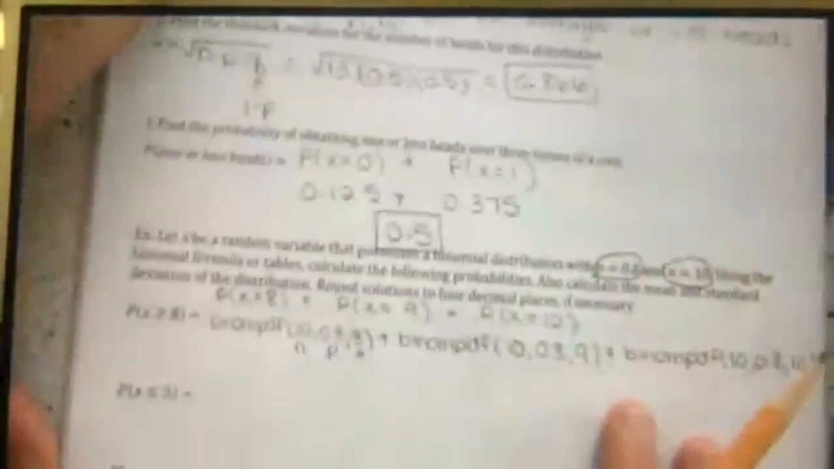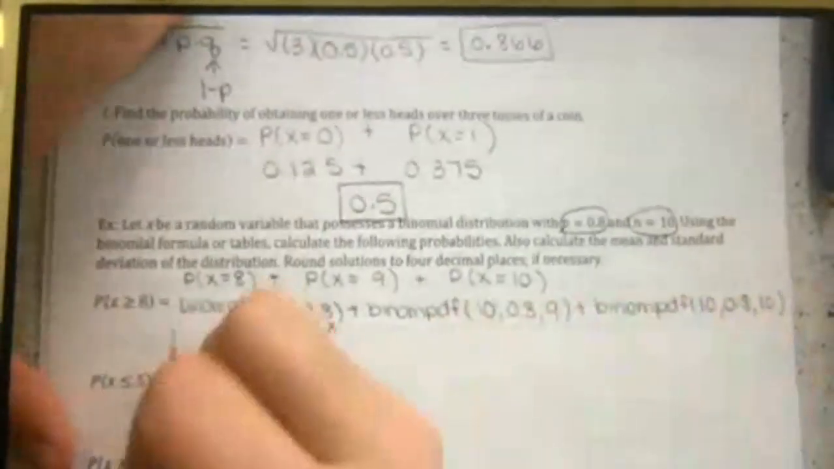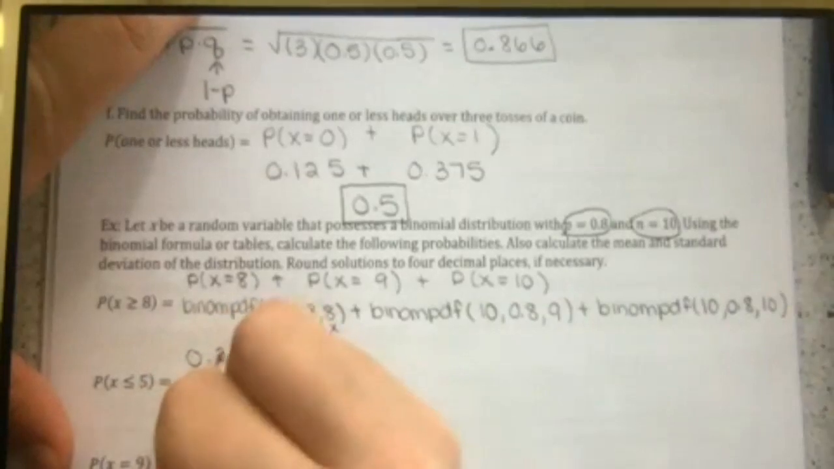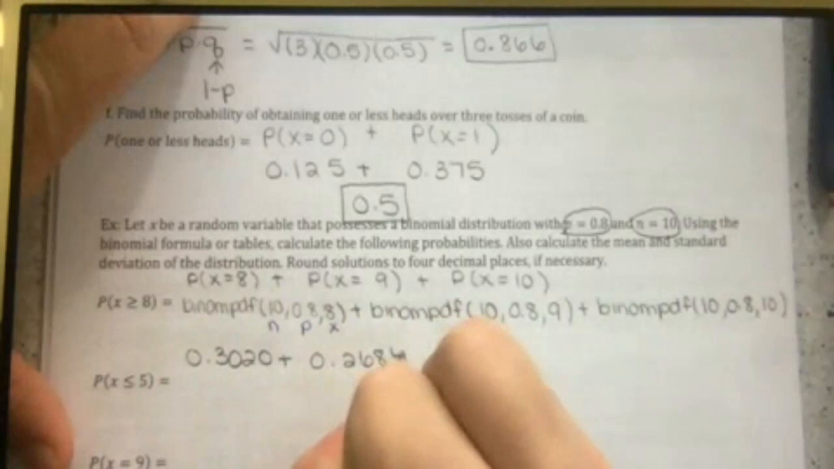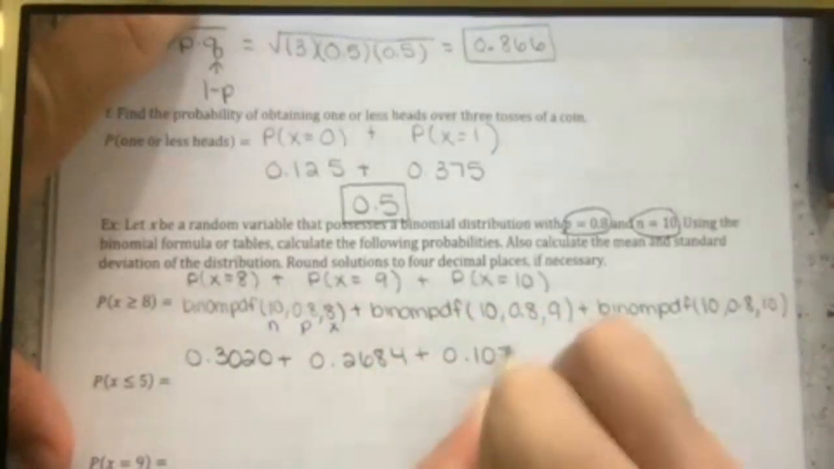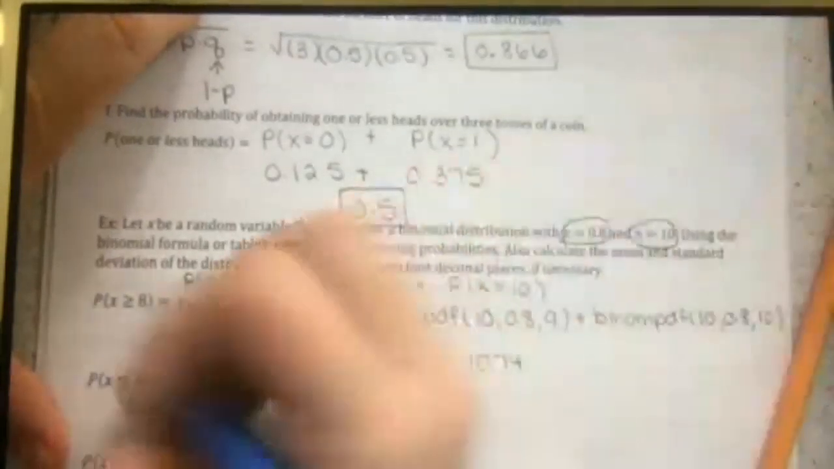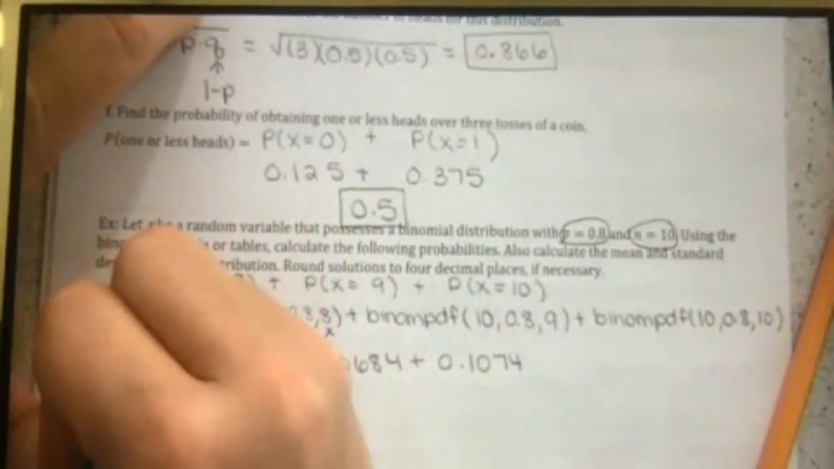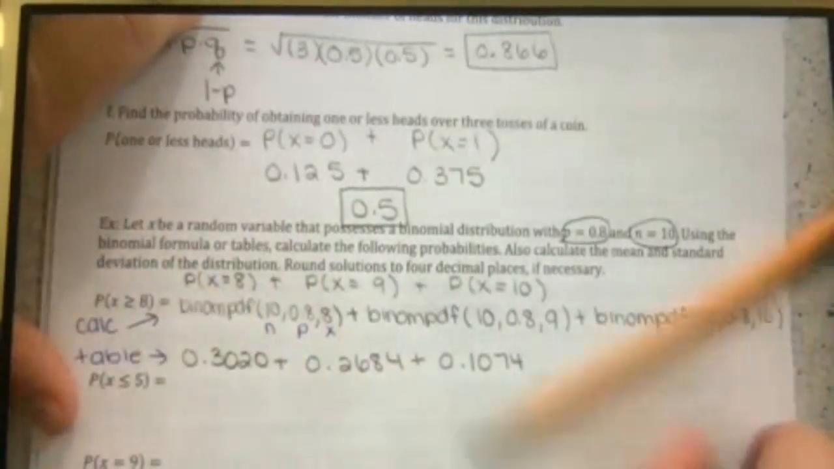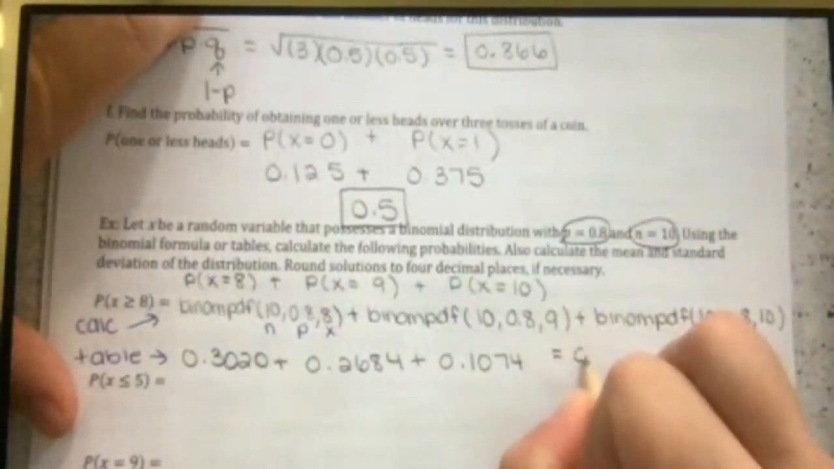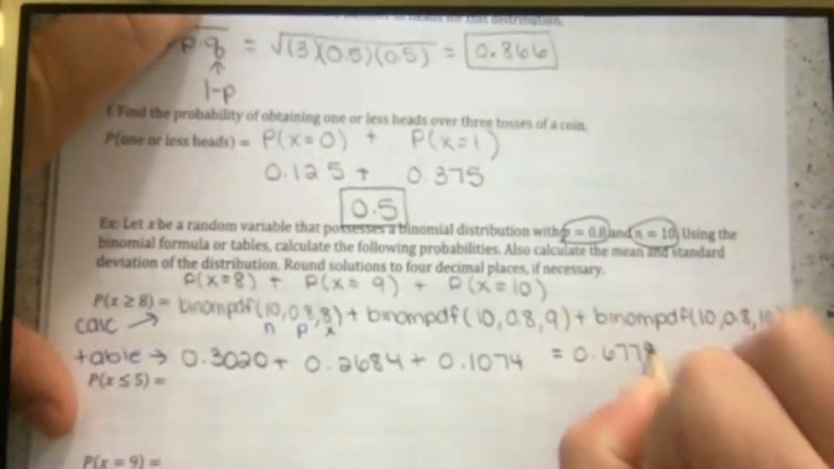So going back to the problem, just to write it down so you can do it on our calculator or on the table, we had 0.3020 plus 0.2684 plus 0.1074. So you can do it on the calculator or the table. Either way, you get the same answer, which was 0.6778.